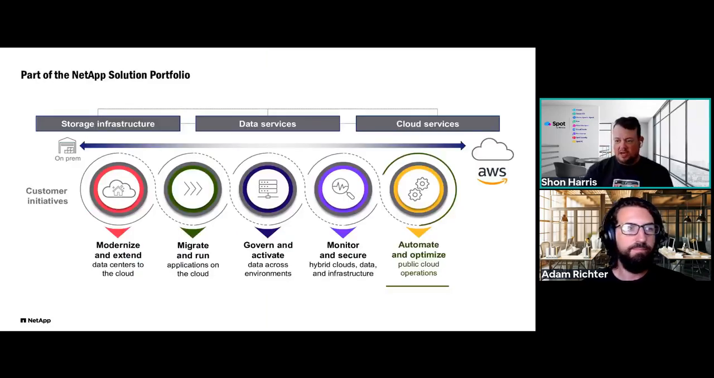So let's talk about Spot. We've gone through this. I'm going to run through Spot, and then we've got a lot of good questions, and I want to make sure that we get through it. But where does Spot fit into the NetApp solution portfolio?